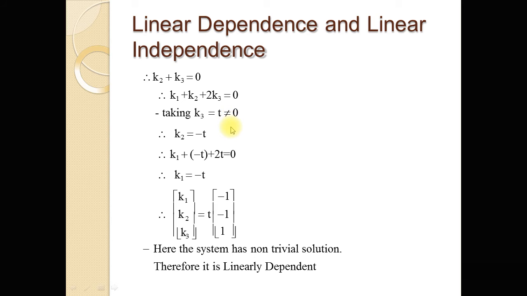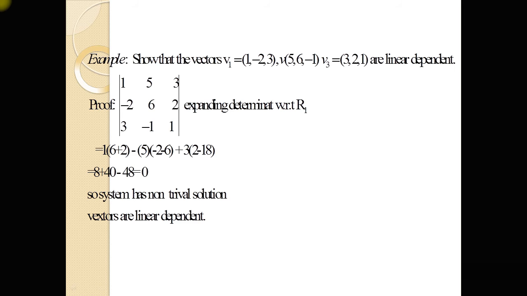K3 is equal to t, and this is the free variable. So in this case there are many solutions. The system has a non-trivial solution, so the vectors are linearly dependent. Now for another example, I would like to tell you a very simple method.